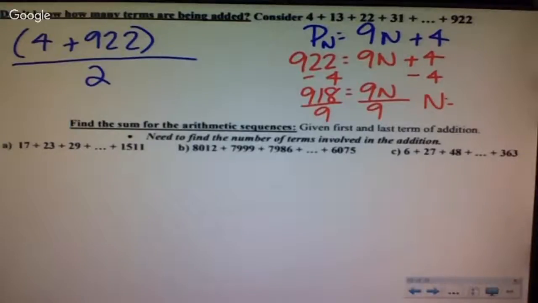Is it 102? Or am I thinking about the next one? Oh yeah, you're right. I was thinking of the next problem. Okay, 102. So that means that this is p sub 102. Which means how many terms do I actually have? 103. Because it goes from p sub 0 to p sub 102, and because I've got that 0 there, it extends it up to 103. So what's my answer? 47,689.